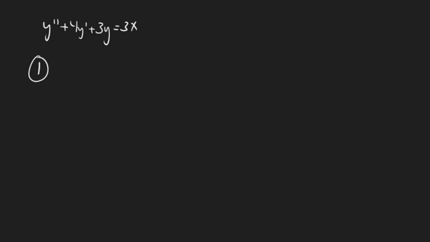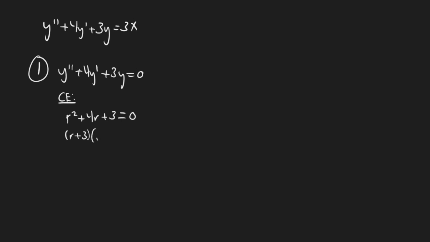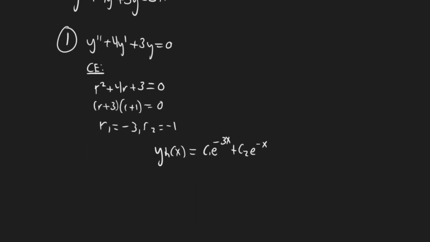So step 1, find the homogeneous solution. The homogeneous version of this equation is such as this, which equals 0. So we write the characteristic equation, r squared plus 4r plus 3 equals 0. And so we can just factor this, and this will give us (r plus 3)(r plus 1) equals 0, giving us r1 equals negative 3 and r2 equals negative 1, which means that the homogeneous part of our solution, y_h, equals c1 e to the negative 3x plus c2 e to the negative x. And now we can move on with the undetermined coefficients part.